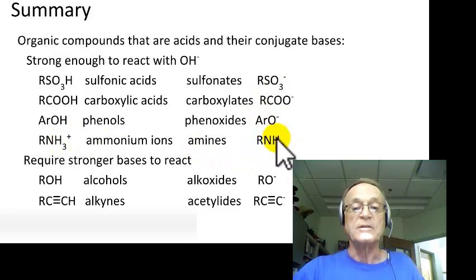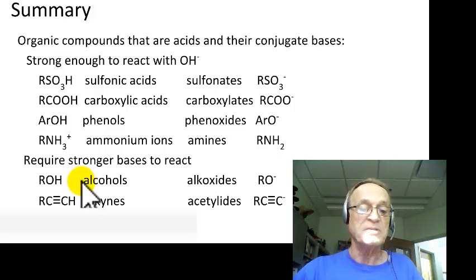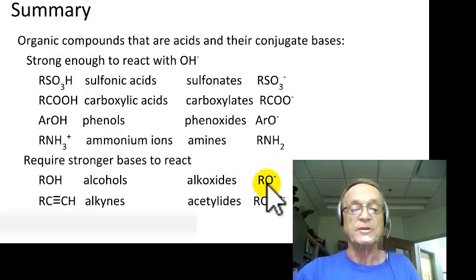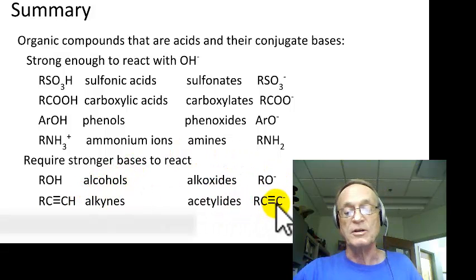Of all of these conjugate bases, these are the only ones that are neutral. So remember a minute ago we said there's only one kind of neutral organic base, and that's amines. Well, here we see it as a conjugate base of that acid. And then there are a couple of kinds of organic compounds that are weak acids that are weak enough that they don't even react with hydroxide. You need an especially strong base to do that, and those are the alcohols, and their conjugate bases are alkoxides, and alkynes, and their conjugate bases are acetylides.